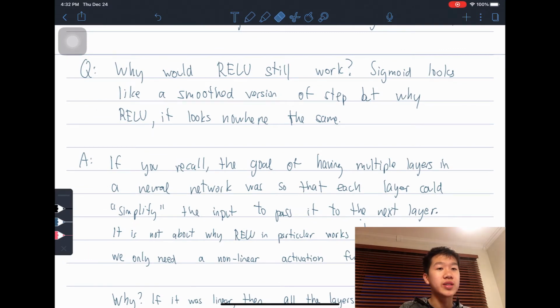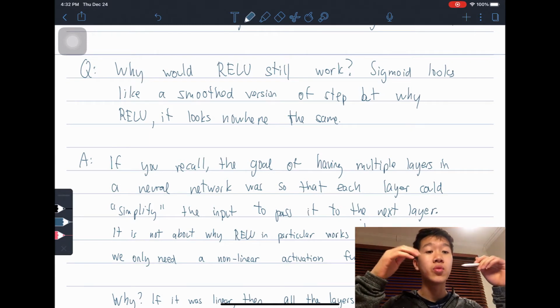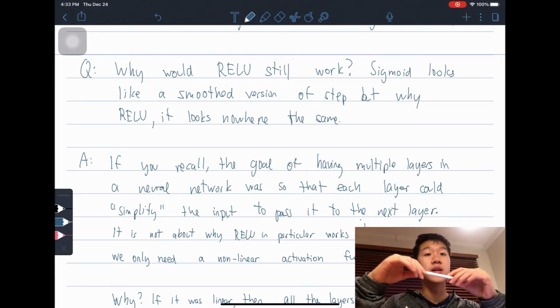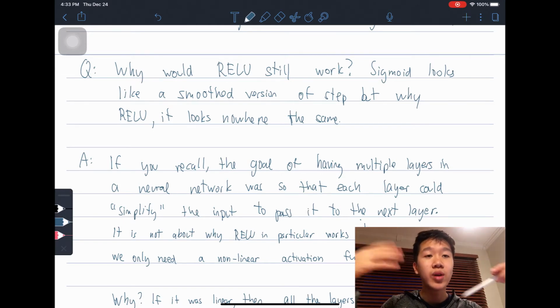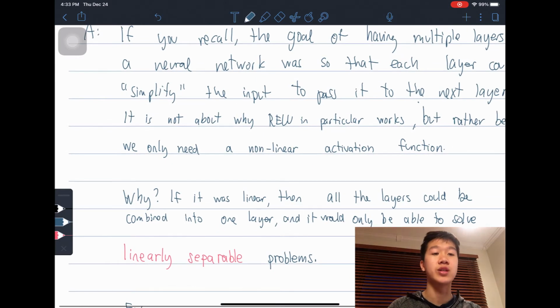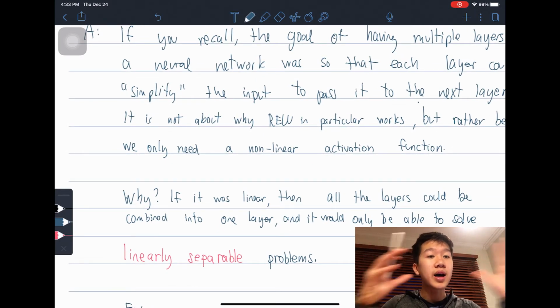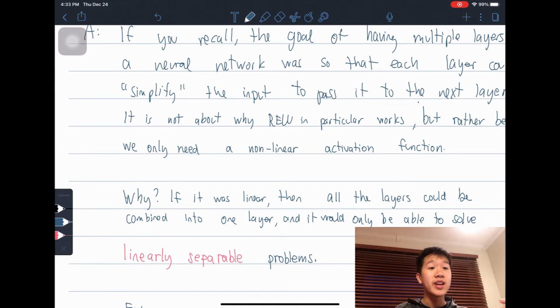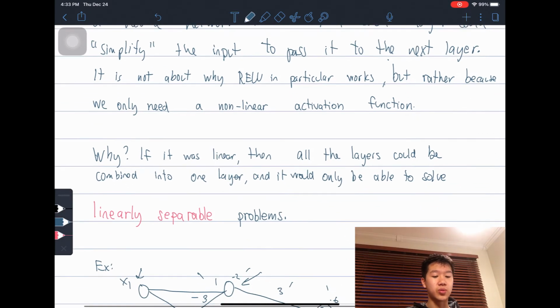If you recall from the previous videos, the goal of having multiple layers in a neural network was that each layer could simplify the input so that it can pass it to the next layer. So it's not why ReLU works in particular, but more because we need a nonlinear activation function, and ReLU is nonlinear. Why do we need an activation function that is not linear? Because if it was linear, all of the layers could be combined into one simple linear layer, and you could have a neural network of 1000 linear layers and still not be able to solve the XOR problem, which is kind of stupid when a neural network with 2 layers with the step function can solve the XOR problem.